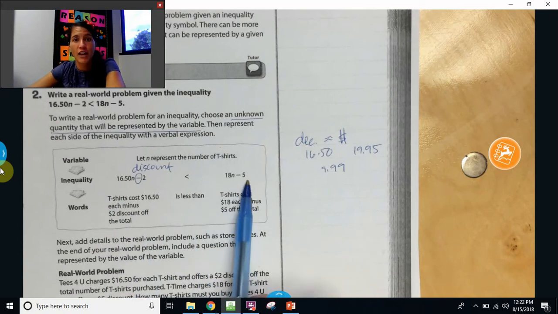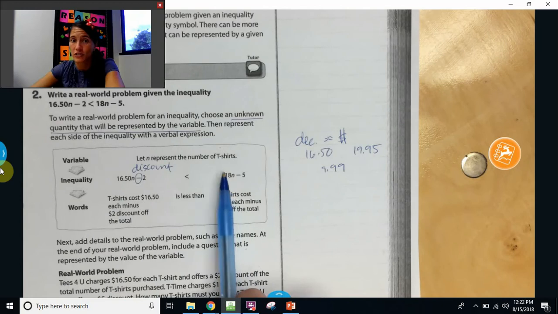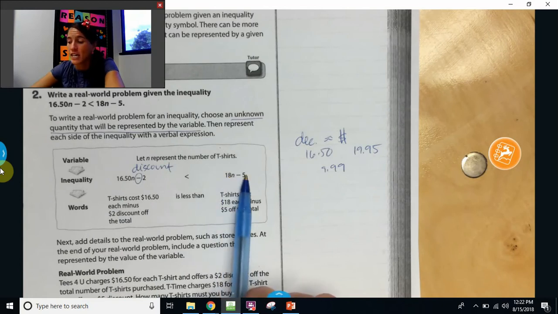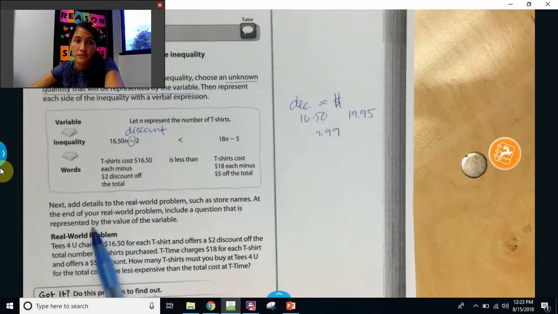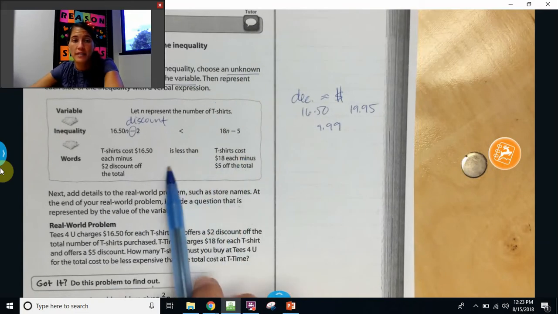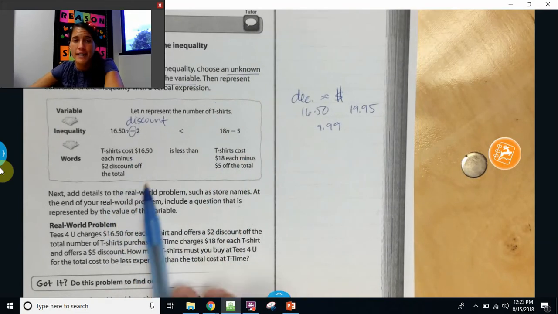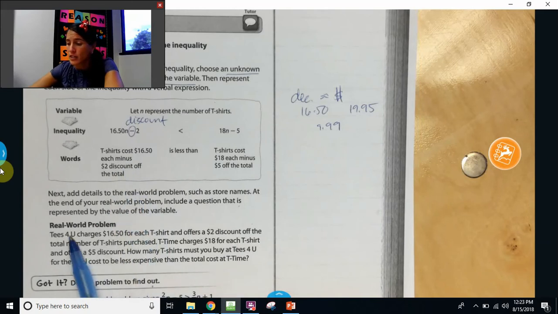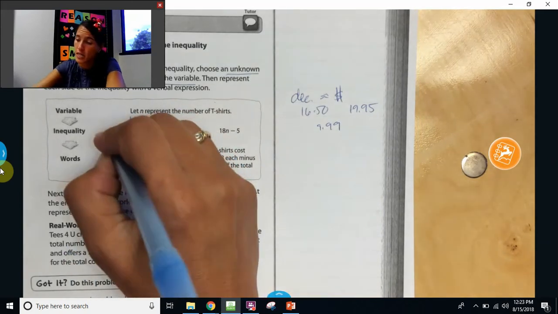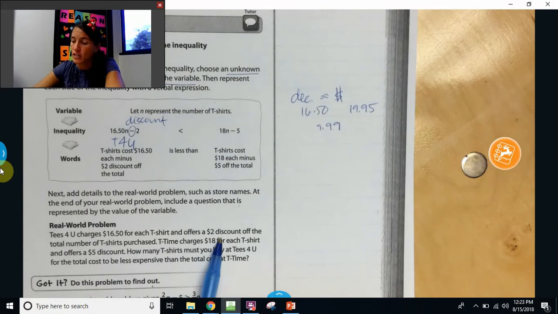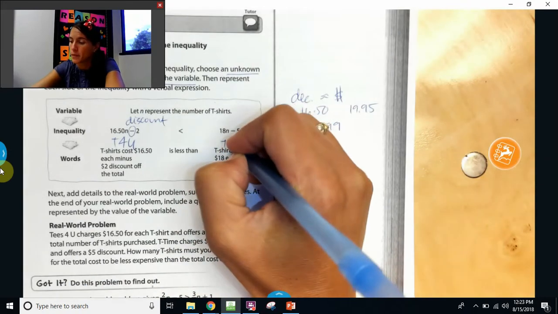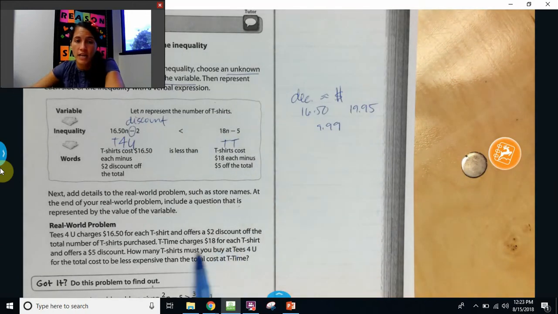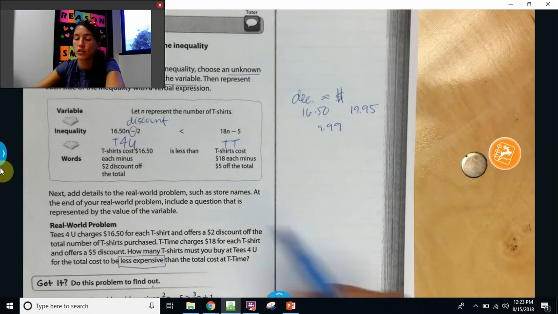Well, why do you think they can give a bigger discount? Well, it's because they charge more for their t-shirts, $18 a t-shirt, and then a $5 discount. And someone created this, not me. And then after you get the basics, the skeleton, then you add the details. You pick names. T's for You charges $16.50 and offers a $2 discount. Tea Time charges $18. How many t-shirts must you buy for the total cost to be less expensive at T's for You to be less expensive? And so you've got to make sure you include that word.